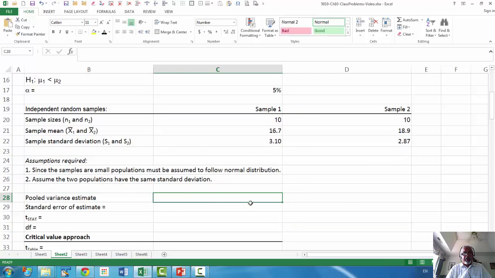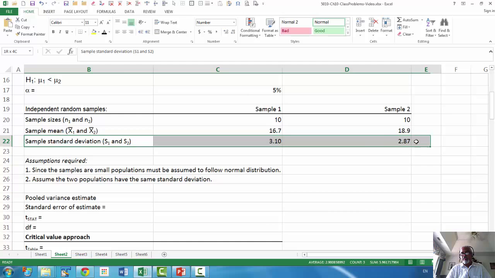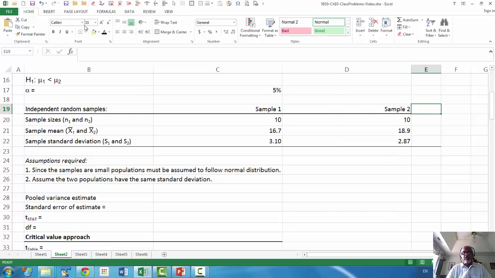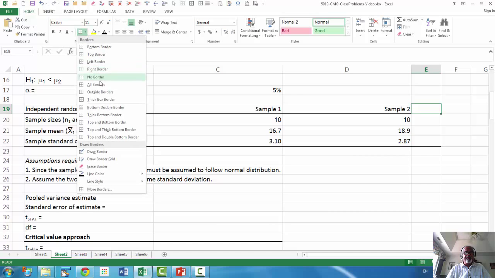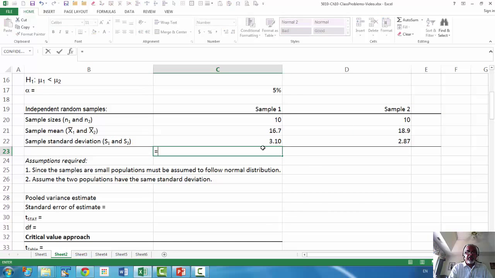Okay, and now we compute the pooled variance estimate. So we can do the pooled variance estimate piece by piece or all at once, and I would advise you do it piece by piece. That way, we can avoid possible mistakes. N sub 1 minus 1 times the standard deviation squared.